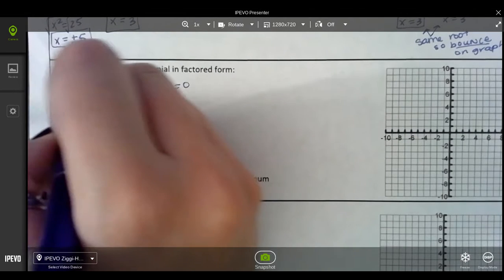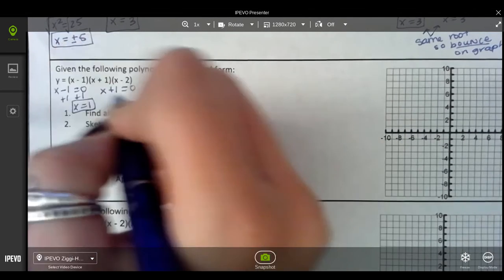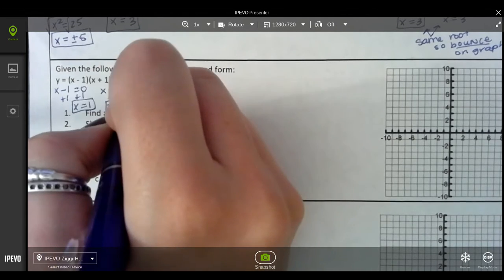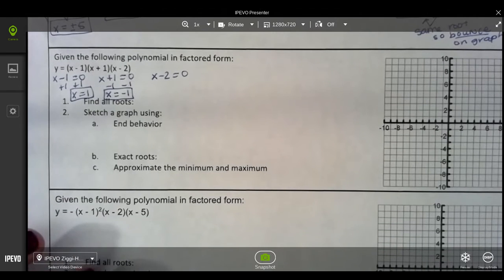Add 1 to both sides. My first root is x equals 1. My next factor, in order to isolate x, I'm going to subtract 1 from both sides, so I get x equals negative 1.